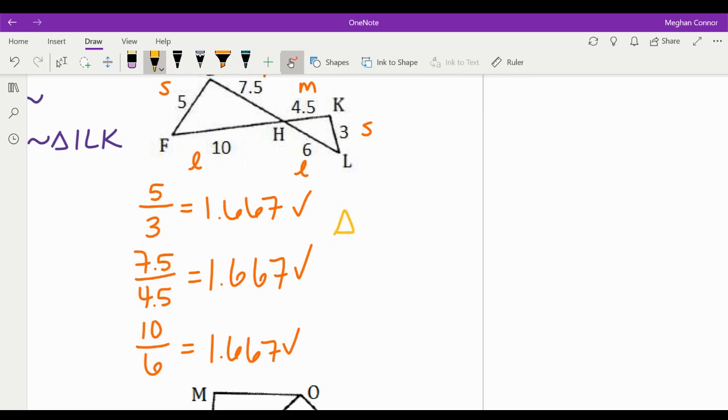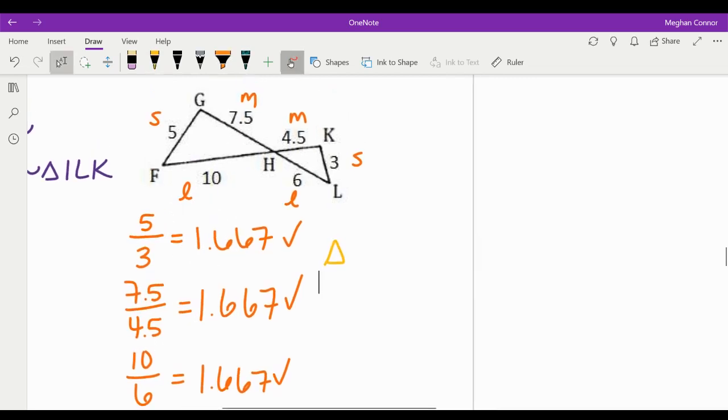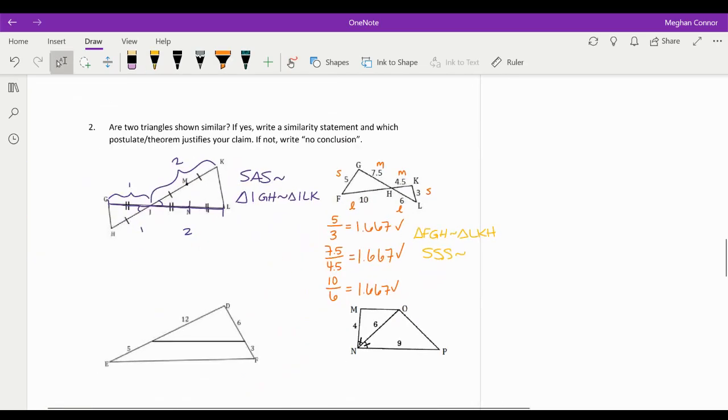So triangle FGH is similar to triangle LKH because of, I'm going to say, the side, side, side similarity criterion. If you wanted to prove that vertical angles were equal here, you could have also done side angle side.